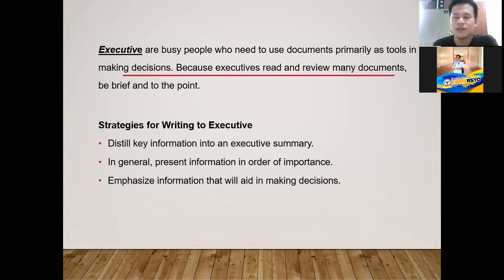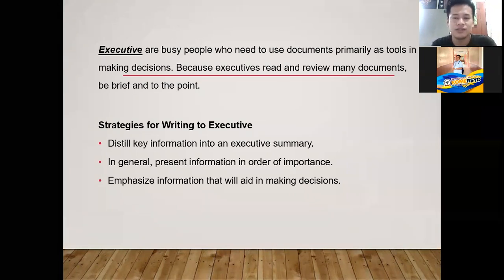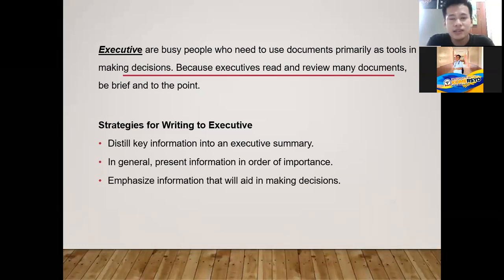So if our audience are executives, they are usually very busy. Directors, presidents, COO, CEO. That's why if we write something for them, we should be very brief, because they spend their time on communication. Usually in one day, they read many communications.